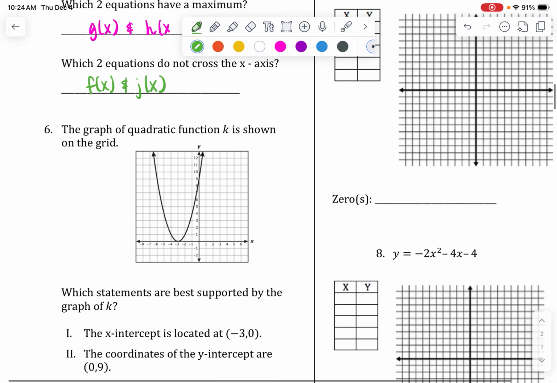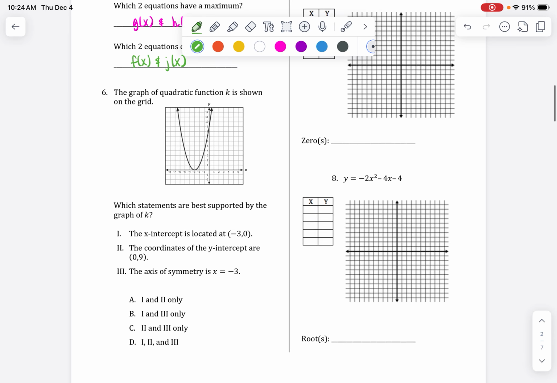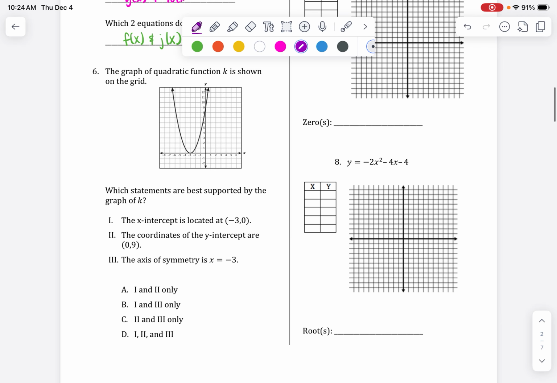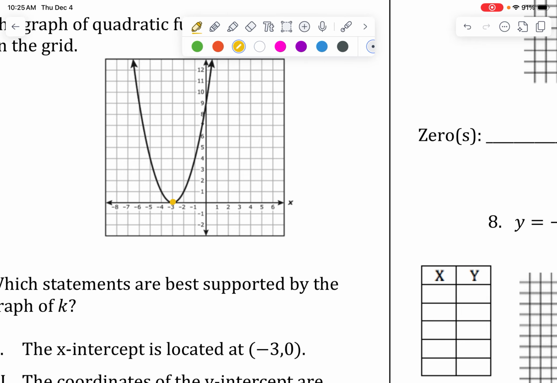All righty. Last question for this section. So number 6, the graph of the quadratic function is shown on the grid. Which statement best supports the graph of k? All right, so here we go. The first Roman numeral says the x-intercept is at -3, 0. I'm going to zoom in here. Let's see, -3, 0. Yep, that looks like it's true. I'm going to put a little check mark there.